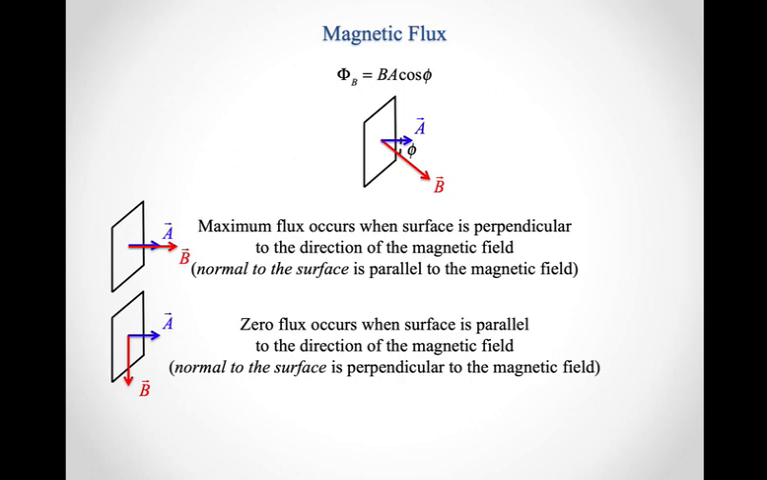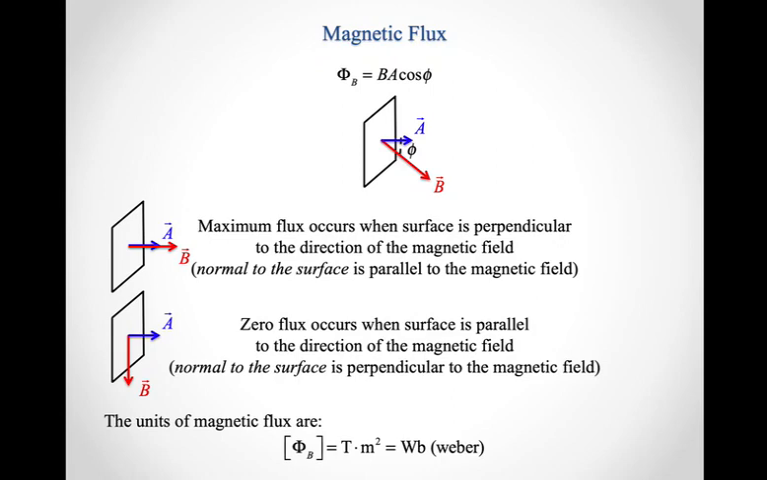Of course, the opposite occurs, and we get zero flux, the minimum amount of flux, when the surface is parallel to the direction of the magnetic field. So again, here's a situation where my surface is aligned vertically, and so is the magnetic field. So the surface and the magnetic field are parallel to each other, which means the normal to the surface is perpendicular to the magnetic field. So I get zero flux when the surface and the magnetic field are parallel, or when the normal to the surface and the magnetic field are perpendicular. So again, just pay attention to which way the relative orientation is being described in a particular problem.